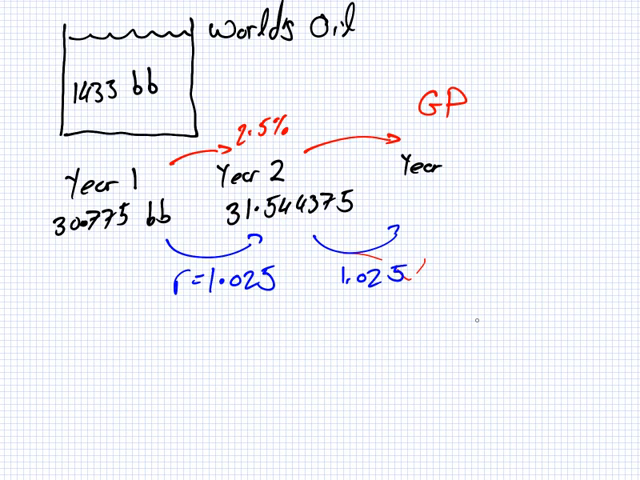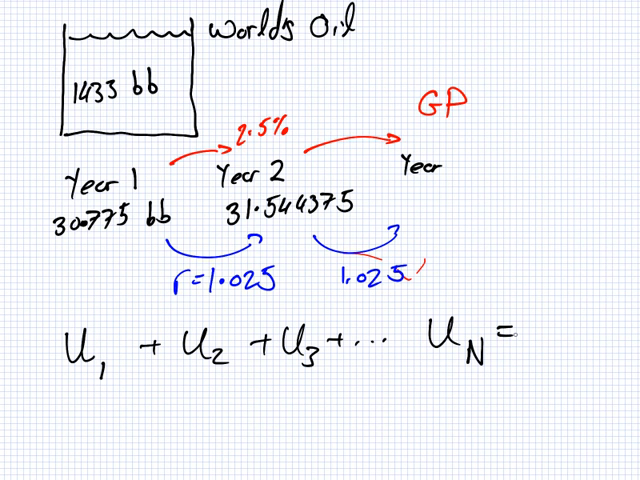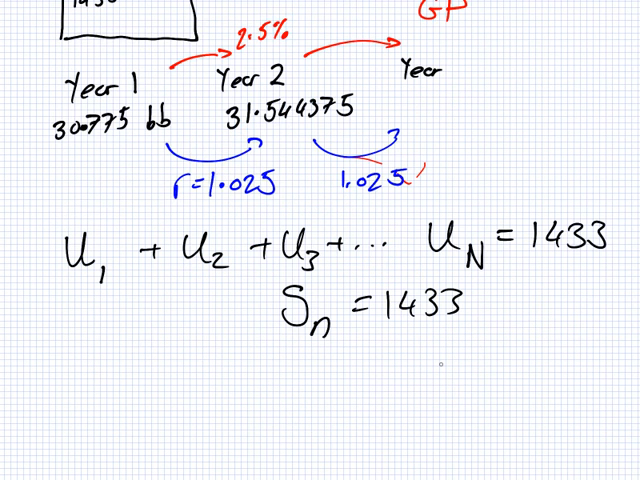So we need to make an equation here that we can solve. We know that the year 1 usage plus the year 2 usage plus the year 3 usage, all the way up until the last year, should equal 1433. What type of problem is this? That is Sn should equal 1433, and it's a GP. So the formula is a(1 minus r^n) over 1 minus r equals 1433.